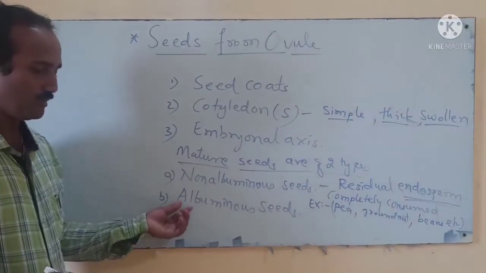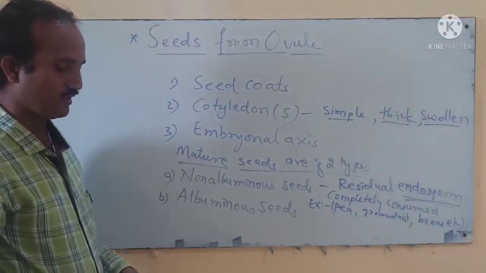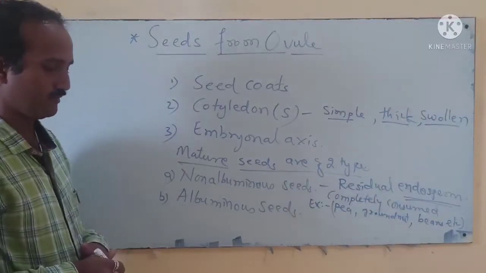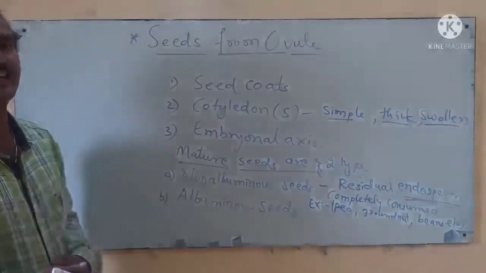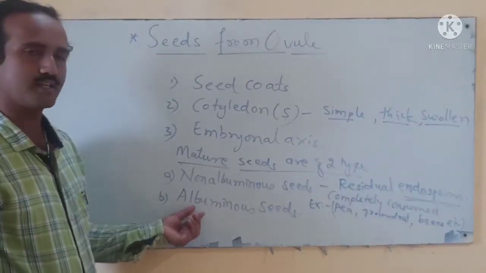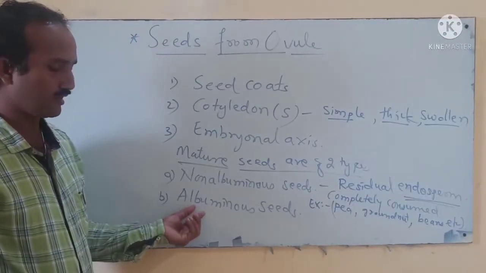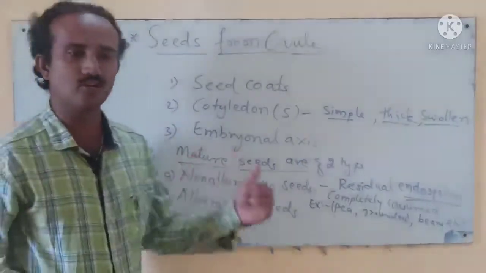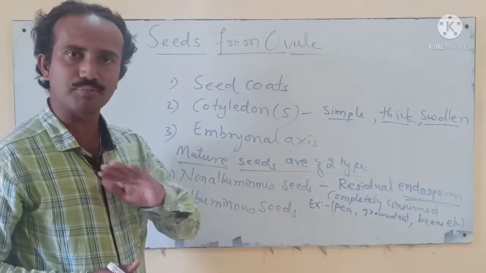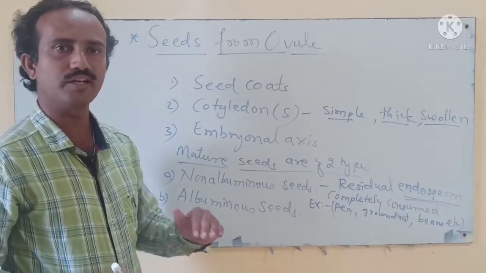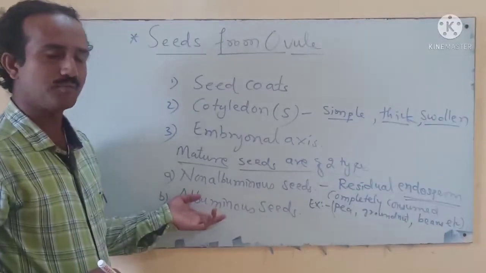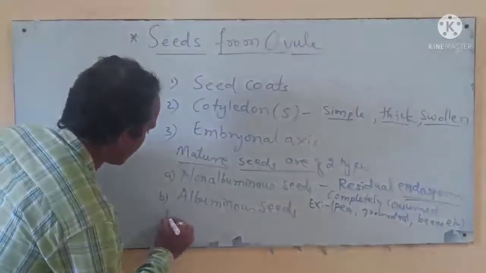Albuminous seeds are the opposite of this. In them, a part of the residual endosperm is retained, as it is not completely consumed during embryo development. That type of seed is called an albuminous seed. You can take an example of this.